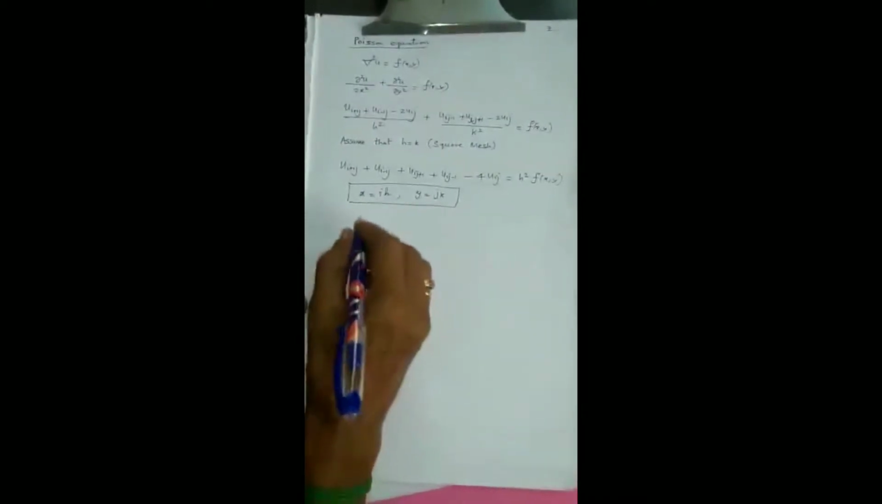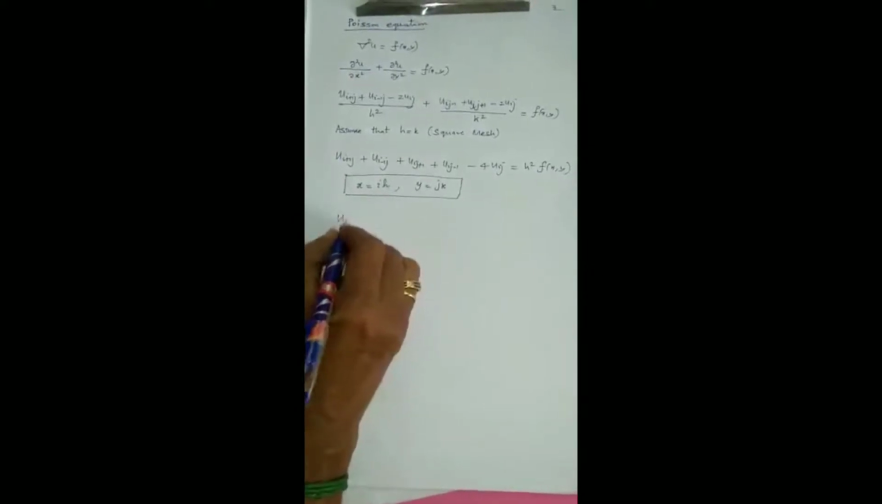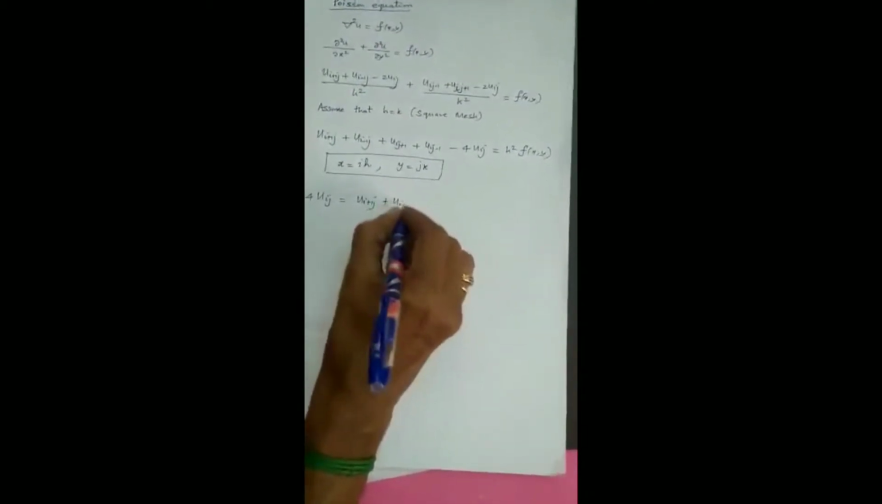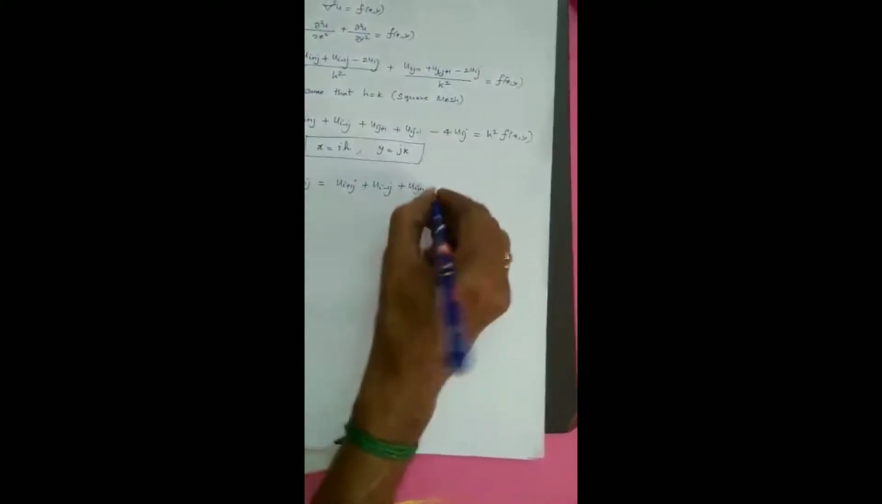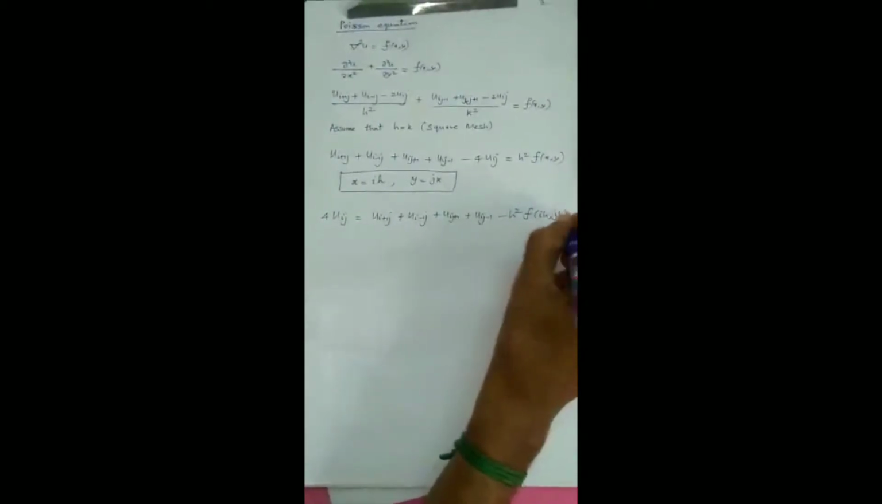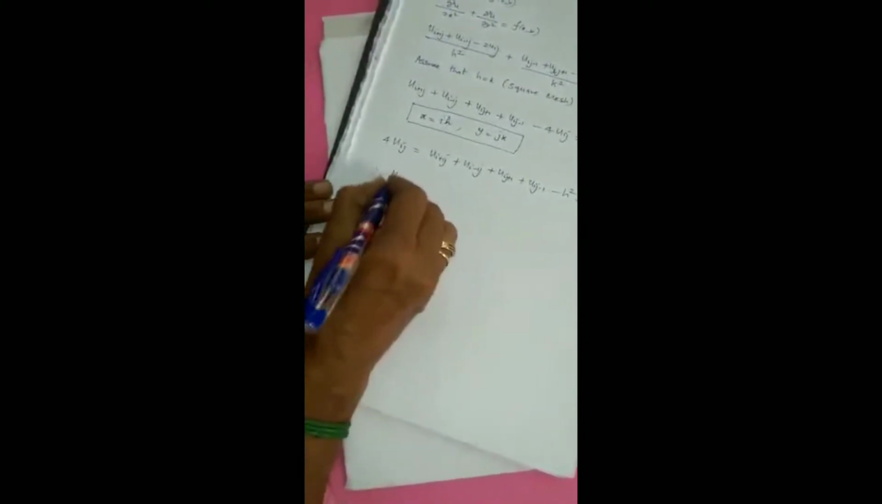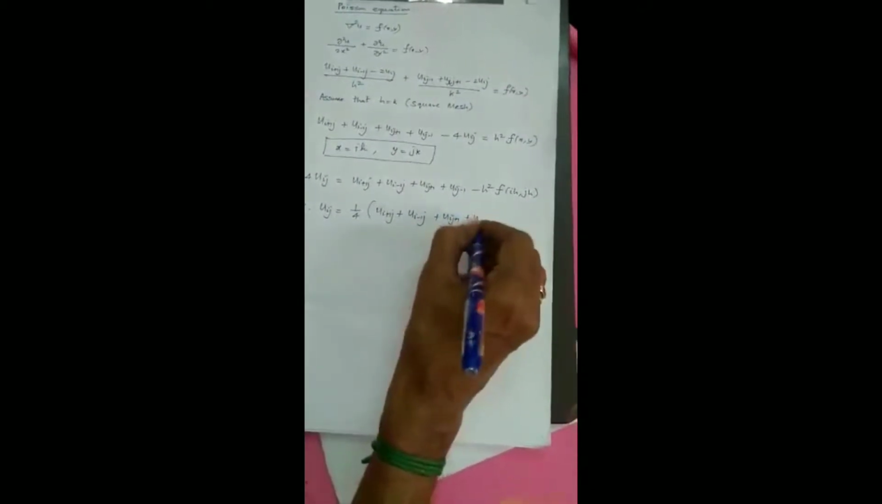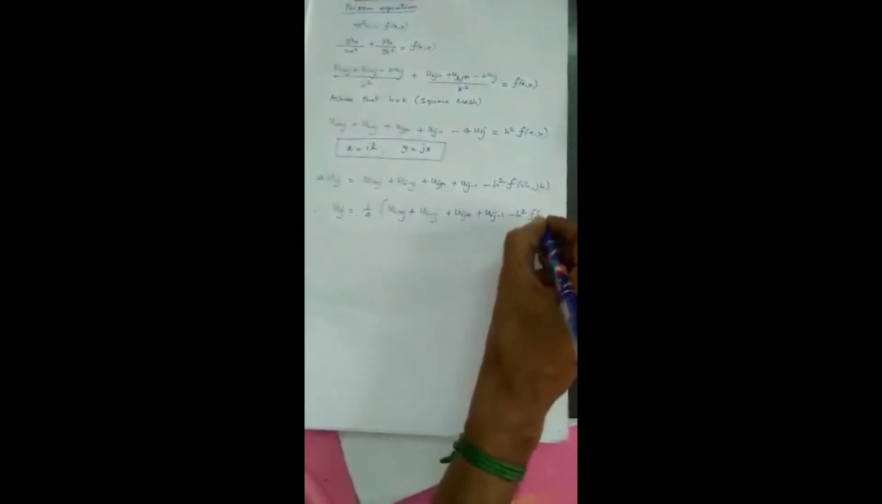This we have done already, but this is something new. The replacement I have enclosed in the rectangular box. Now I'll rewrite u i plus 1 j plus u i minus 1 j plus u i j plus 1 plus u i j minus 4 u i j equal to h square f of ih, jh, since h and k are equal. Therefore, the finite difference equivalent for the Poisson model is u i plus 1 j plus u i minus 1 j plus u i j plus 1 plus u i j minus 1 minus 4 u i j equal to h square f of ih, jh. So this is the finite difference formula for the Poisson equation.